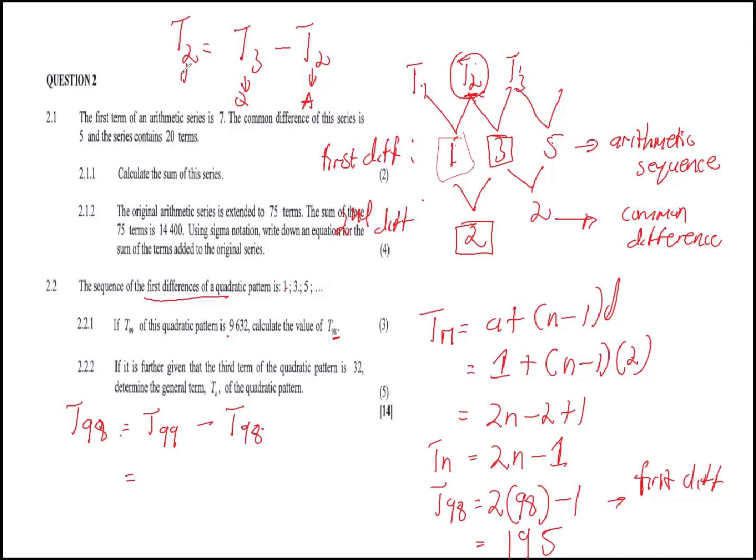So that I get T2 of what? The quadratic. T98 of the quadratic, T99 of the quadratic, minus T98 of the arithmetic. So this is going to be what? 9,632 minus 195. And then what do I get? 9,437. So that's my T98. Right. There we go.